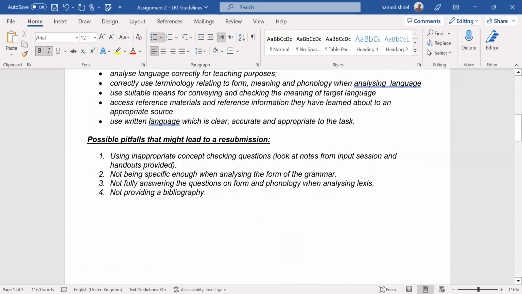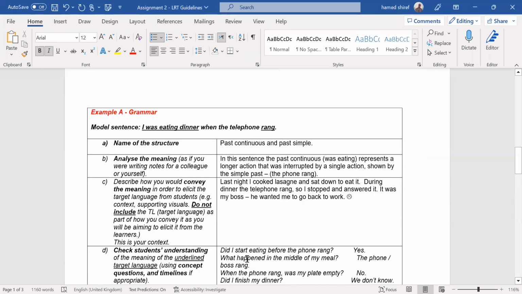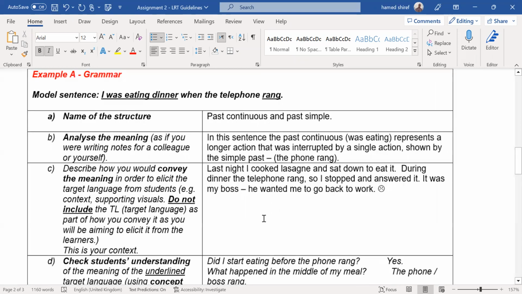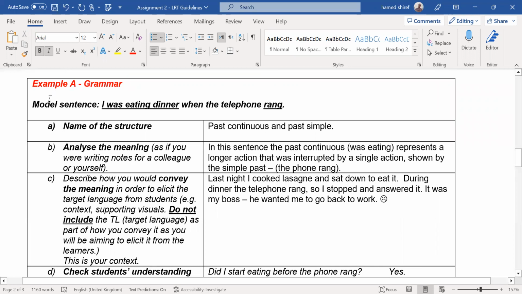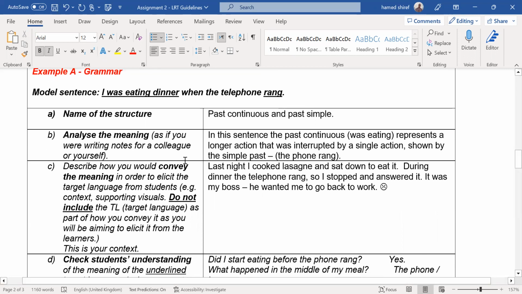Now, let's have a look, for example, at a sample done for a grammar analysis box. Okay, so what students needed to analyze is I was eating dinner when the telephone rang. So first you will need to mention the name of the structure, like it's past continuous and past simple. Okay, and you will need to mention the meaning or use. When do we use these structures, depending on what you have in the model sentence. Okay, and then you will need to describe how you would convey the meaning.